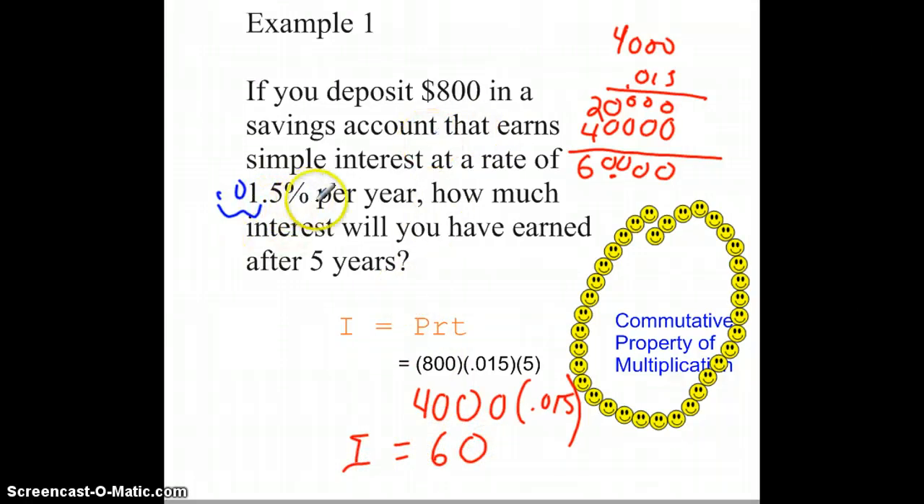Again, notice 1.5% per year, not a great rate. We only pick up $60 extra off $800. We got to find a better investment than that. All right, but that's how you would solve it. Hopefully that helps you guys. And we'll do some more work on this in class.